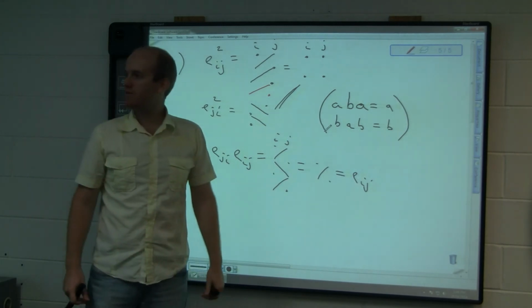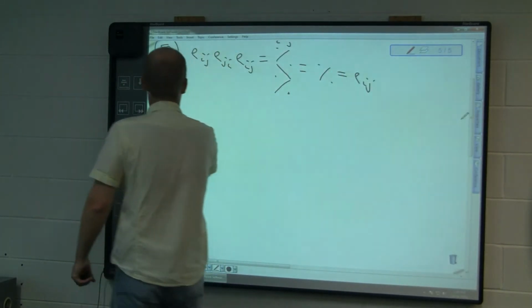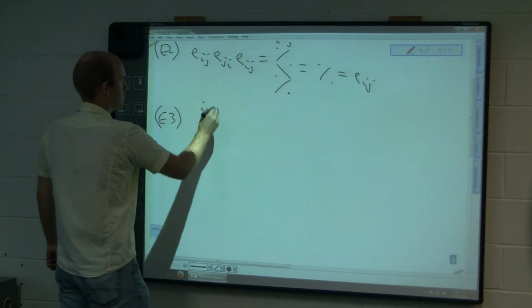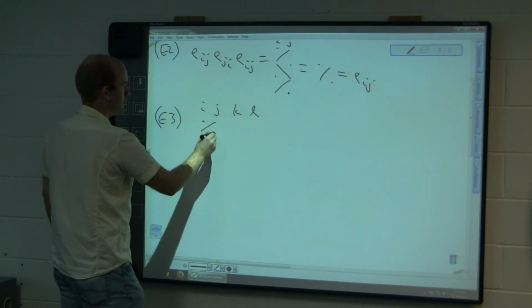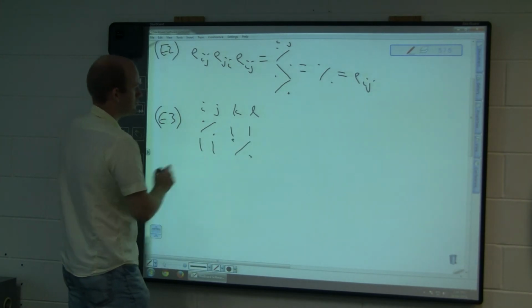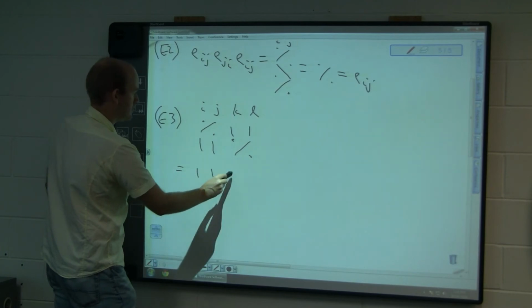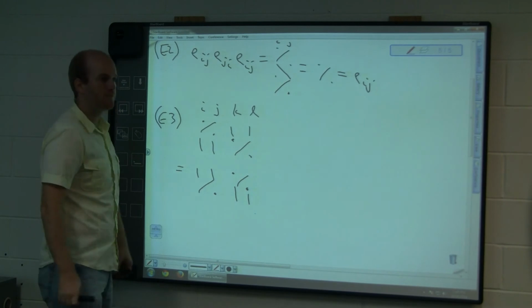Anyway, what's next? E3 says that if you take four distinct elements like that, and do that map followed by that map, then it's the same as doing them in the opposite order. So just that followed by that. Okay.